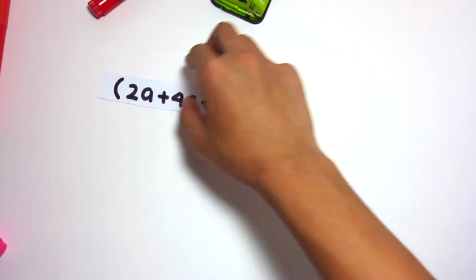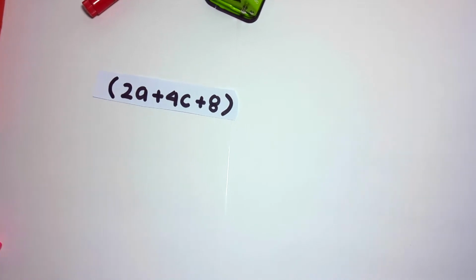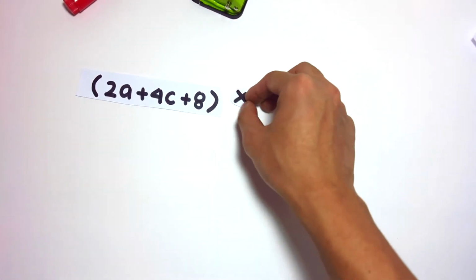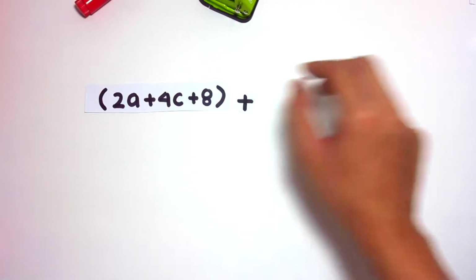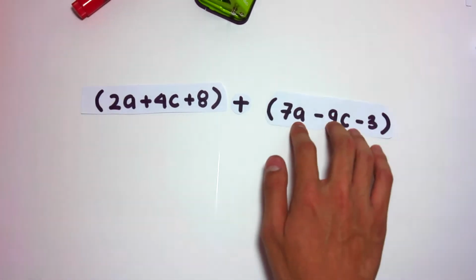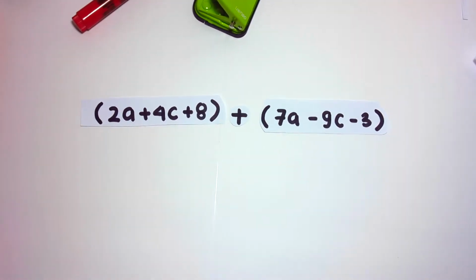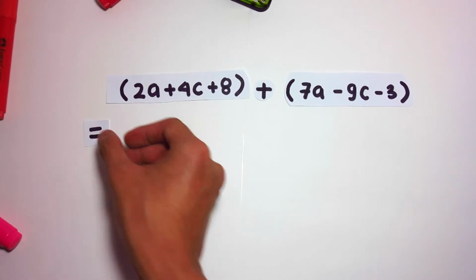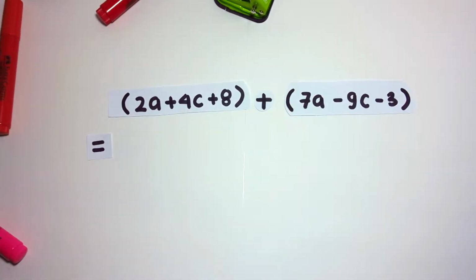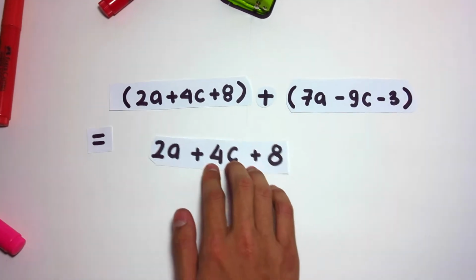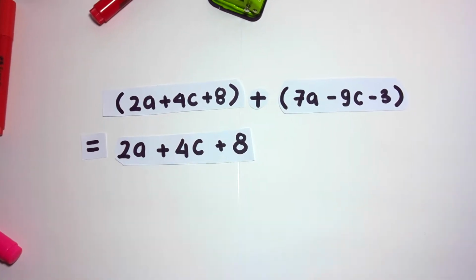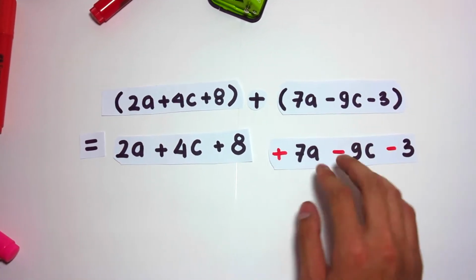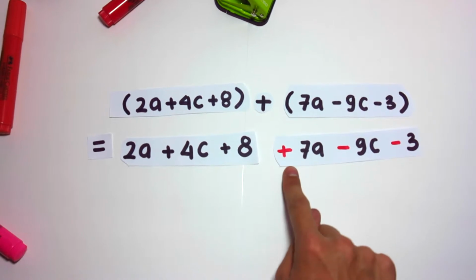The second equation is addition: 2a plus 4c plus 8, and then 7a minus 9c minus 3. Now you want to carry out the plus and get rid of the parentheses, which leaves you with 2a plus 4c plus 8 plus 7a minus 9c minus 3.